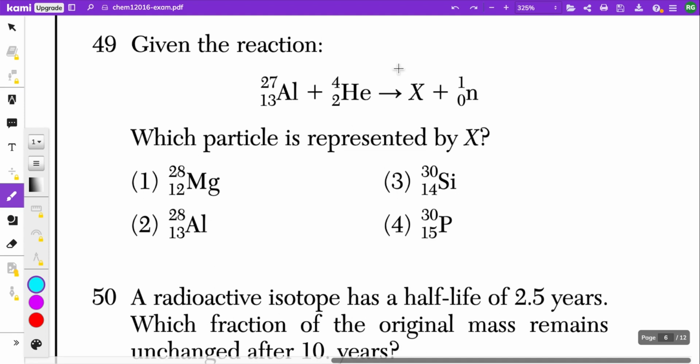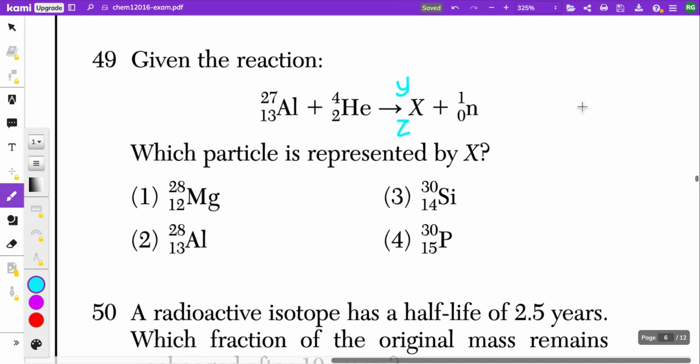So let's say element X has an atomic mass of Y and atomic number Z. I'm just going to write this in AZX notation. You have your element symbol, but we don't know what that is. We don't know the atomic mass, and we don't know the atomic number. Now we know that the stuff on this side has to match up with the stuff on this side, right?